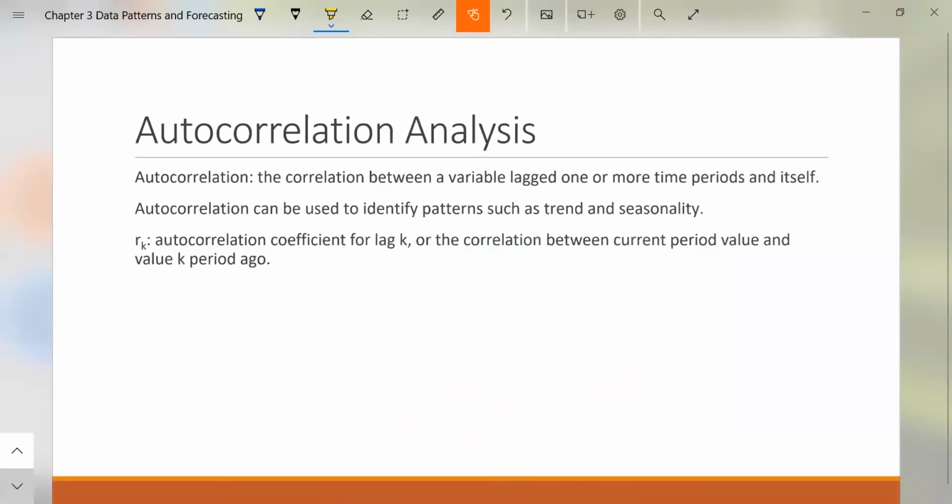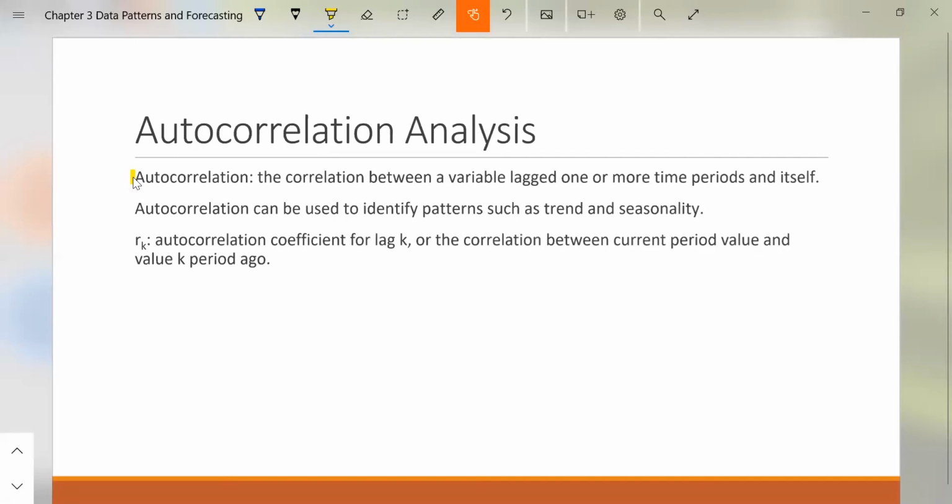Actually, we do have a tool that helps us to confirm systematically whether we have any of the components or not. And that is the autocorrelation analysis, okay? First of all, what is autocorrelation? The autocorrelation is slightly different from correlation itself.